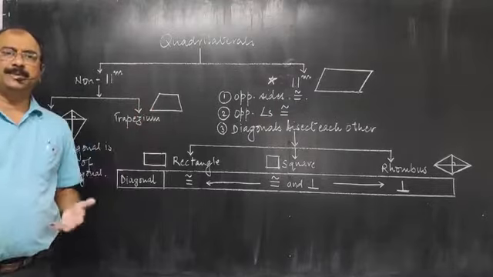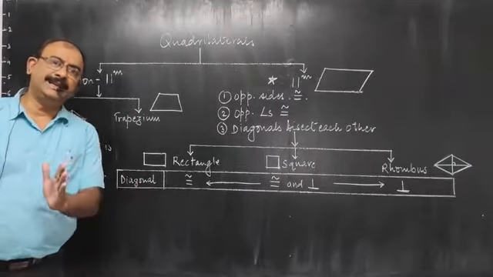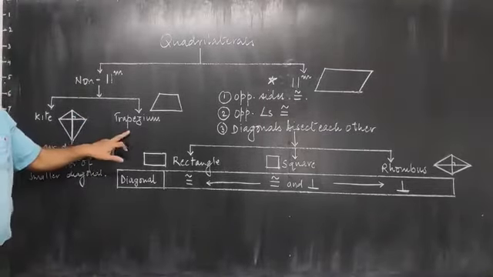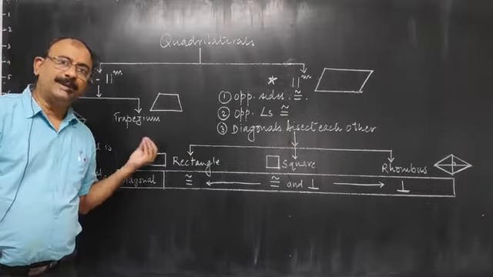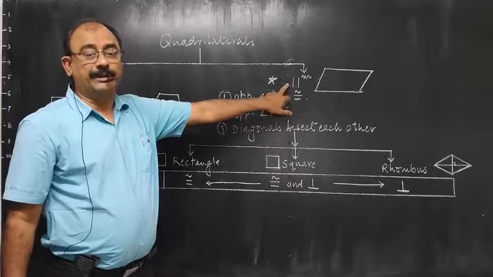For trapezium, we only learn the formula of area, which we are going to discuss in another chapter. Okay. So trapezium also has one property, but right now we will not discuss that. Okay. Then this is important: parallelograms.